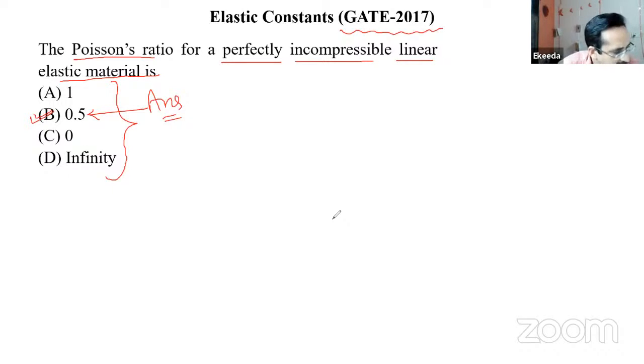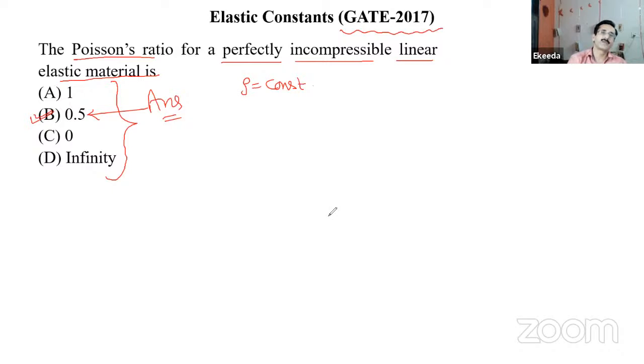So how do we get this value 0.5? How do we get that Poisson's ratio is 0.5, right? So suppose we have an incompressible material. It means that the material has constant density, right? So the density of the material is constant. It means that you are applying forces and the density of the material is not changing.